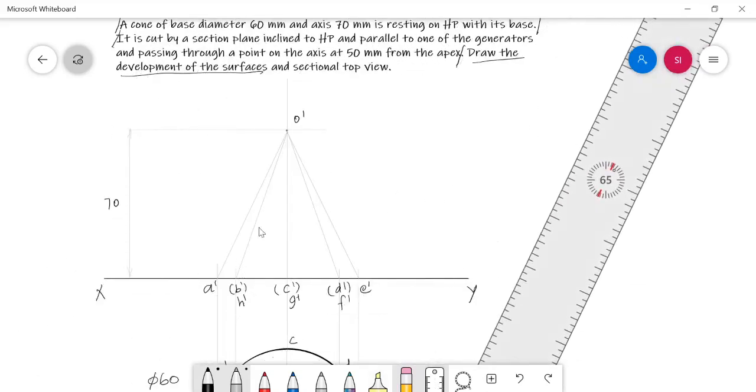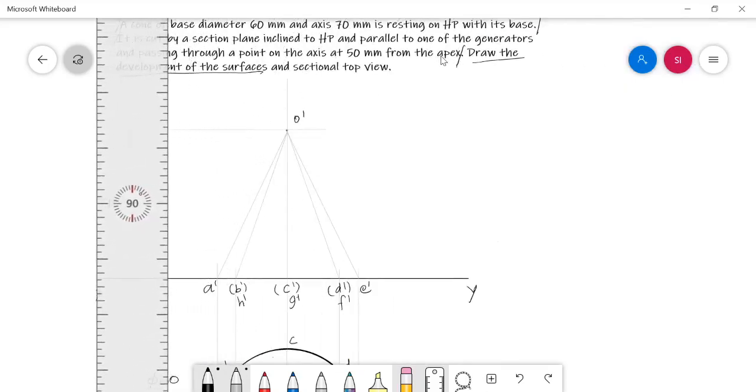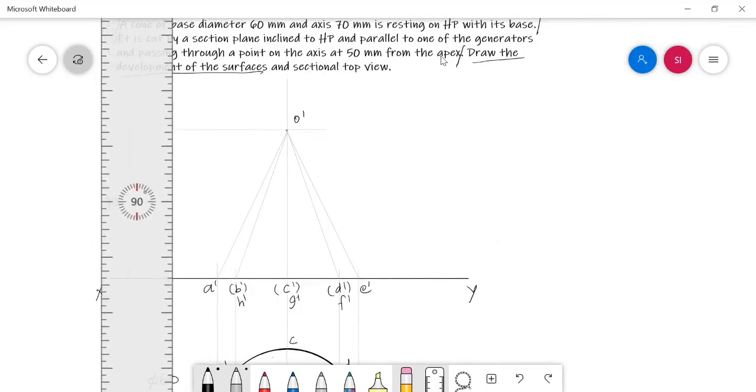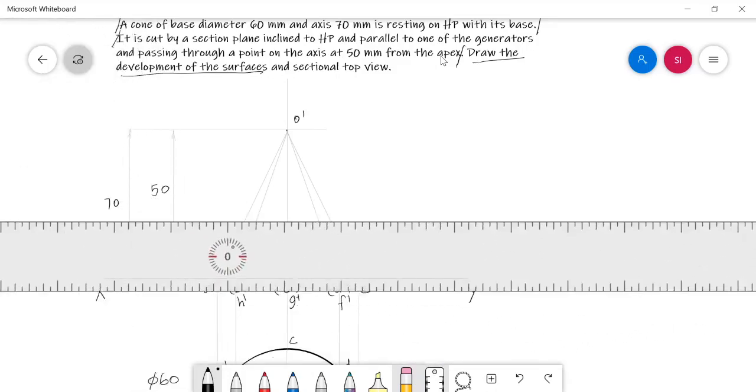Meanwhile, the cutting plane is going to meet the axis at 50 mm from the apex. So first we need to mark that range. The total height of the axis is 70 mm. At the range of 50 mm from the top, or from the apex, the cutting plane is going to meet the axis of the solid.